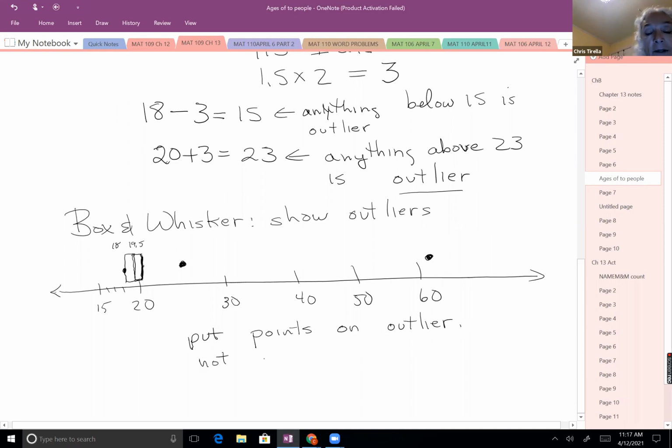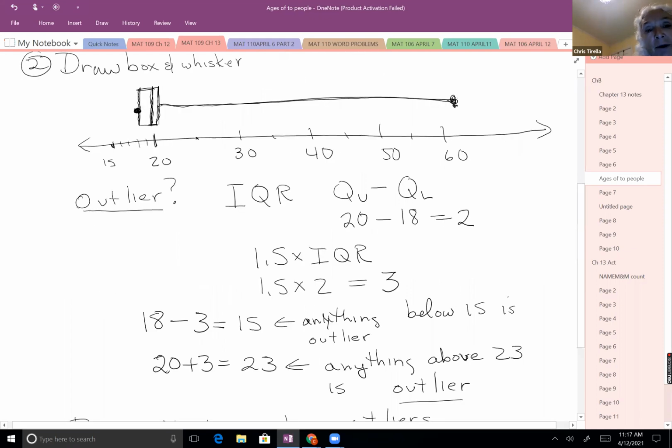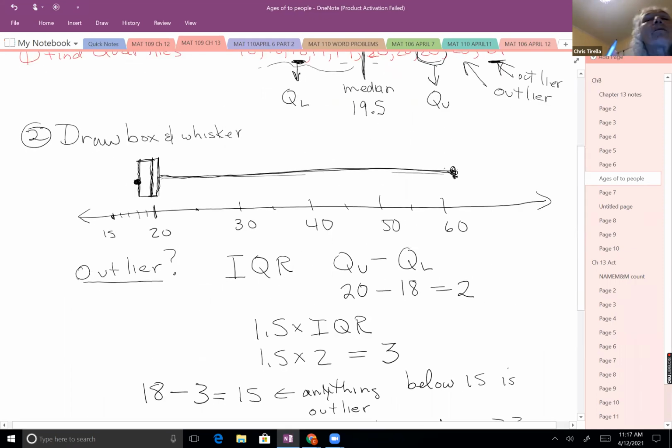I'm going to not attach them to the whiskers. Which makes this a very unusual box and whisker, because the ends of our whiskers are the boundaries of our boxes, but then we have a couple outliers. And do you see how this more realistically represents our data than that first box and whisker, which made it look like there were many more older folks than there were.